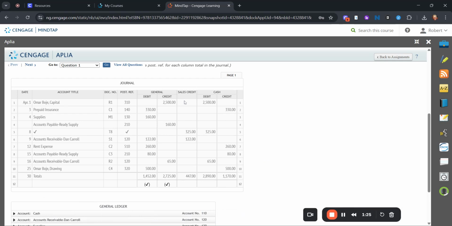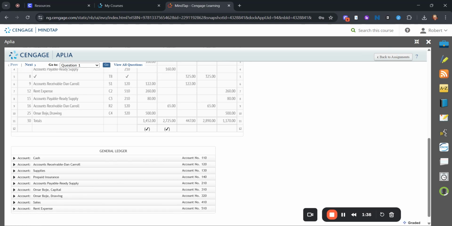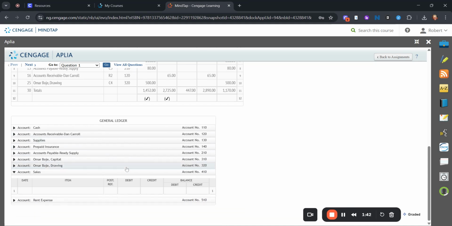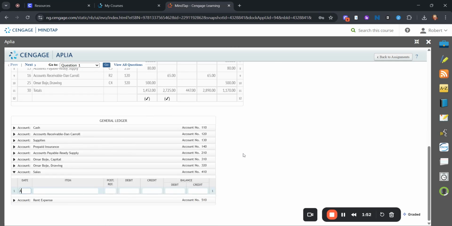So let's do our sales account. For sales, we have a credit of $447. So we're just going to do the total. Let's find the sales ledger. It's down here at the bottom. And this is going to be for the end of the month. So it's April, so April 30th.